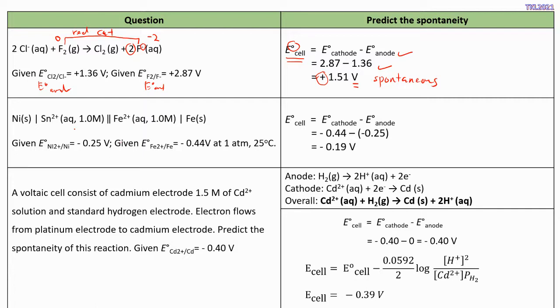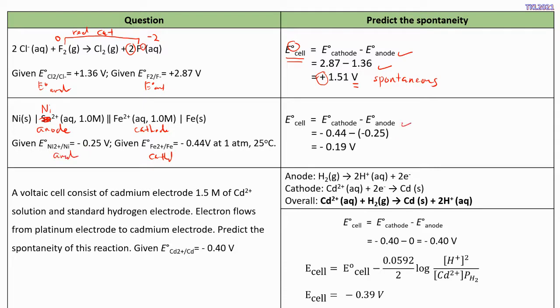Let's look at the cell notation. A mistake here. This one should be nickel. Okay, so left hand side is anode, right hand side is cathode. Okay, so iron is anode, and then nickel is cathode.